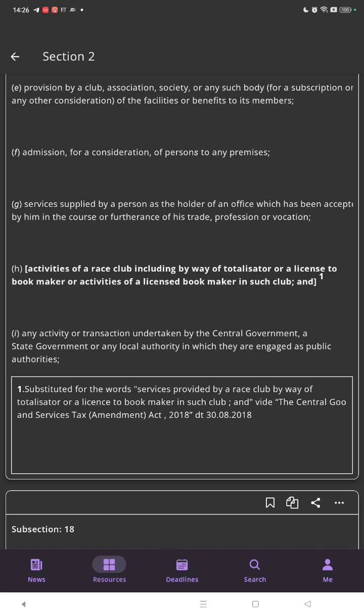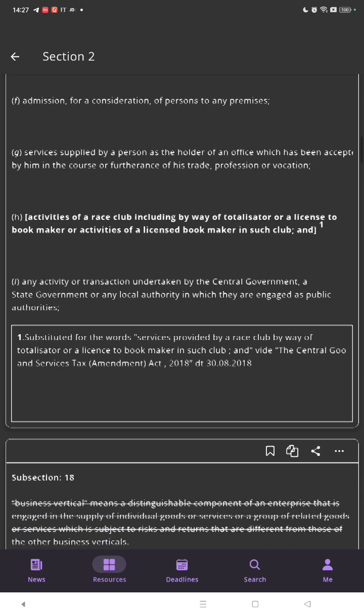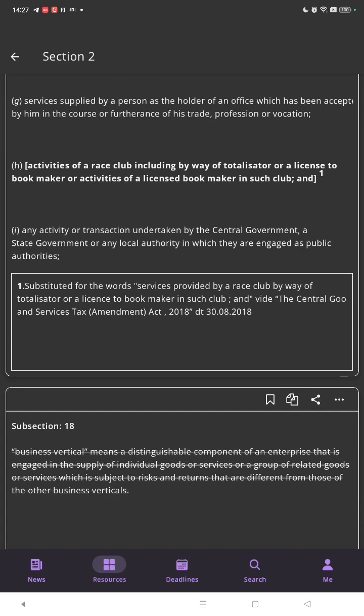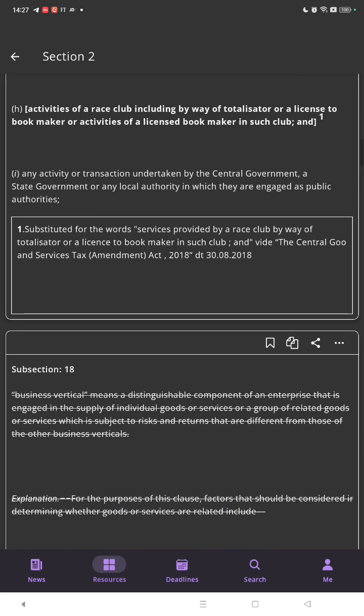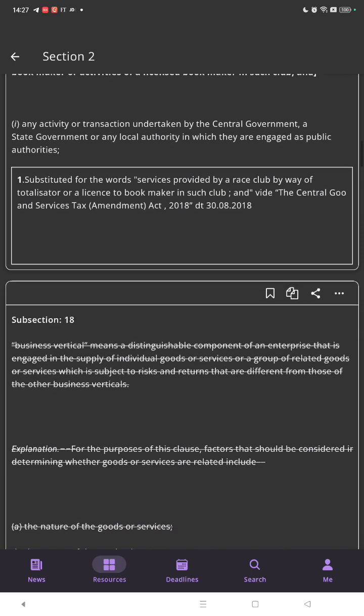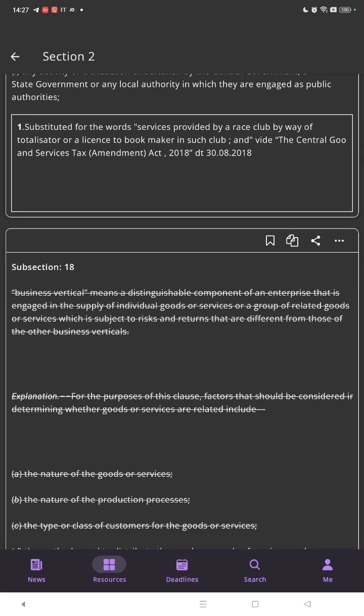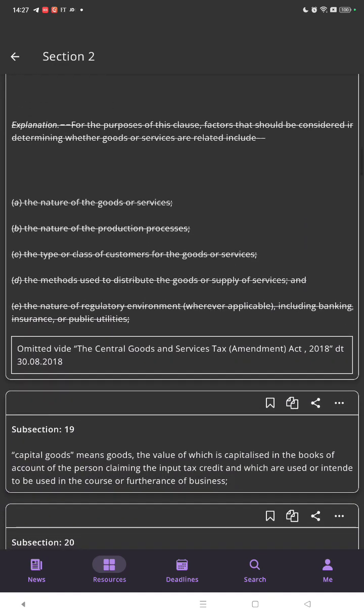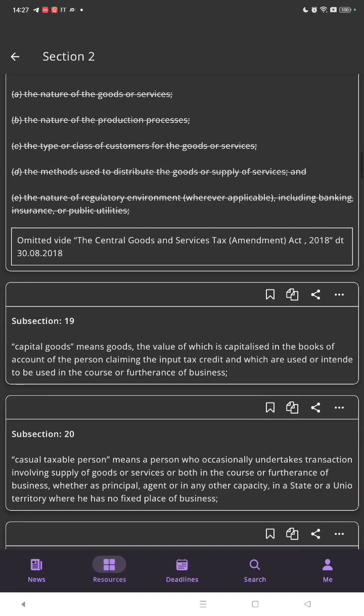Substituted for the words: service provided by the race club by way of totalizator or a license to book maker in such club, vide the Central and the State Goods and Services Tax (Amendment) Act 2018. Subsection 18 has been deleted, omitted from 30th August 2018.